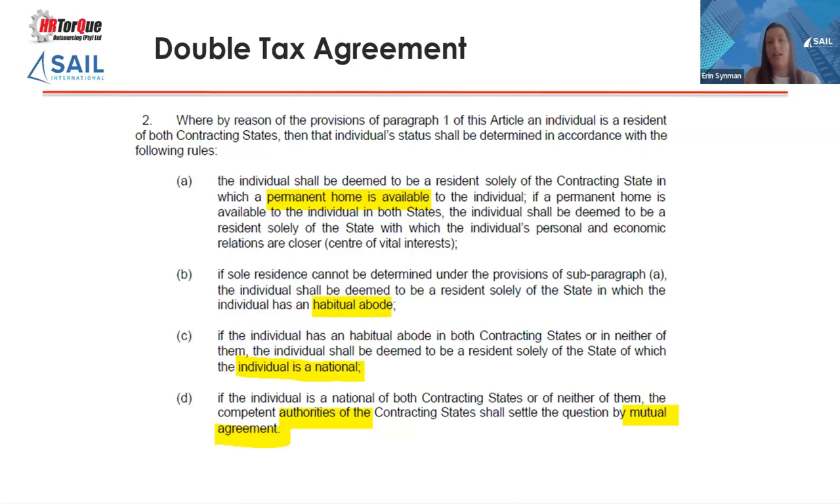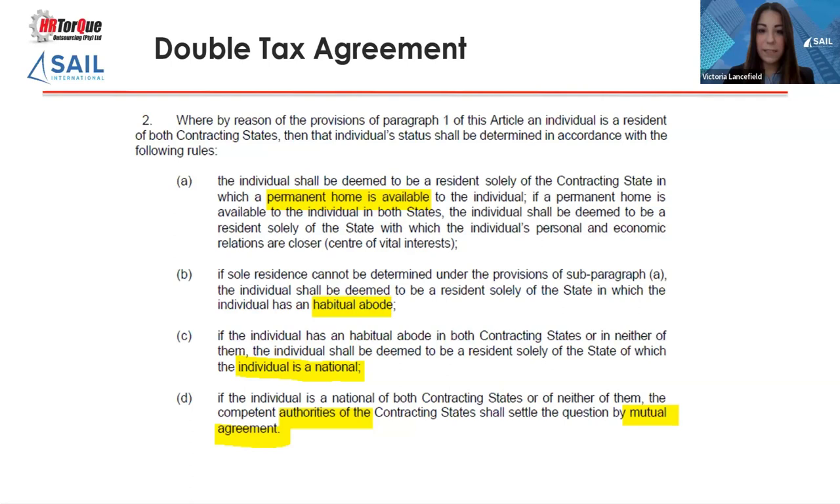If you can't answer that and you have a permanent home in both of the jurisdictions, you'd move on to point B. Now, point B refers to where you habitually abode, which is where have you spent the majority of your time. Again, if you can answer that quite clearly, that would be your country of tax residency. If you can't answer, and you've spent the same amount of time in each of the jurisdictions, or quite a close amount of time, then you would move on to point C and assess yourself via your nationality, and that would be where your tax residency lies. If you've got dual nationality and you still can't assess yourself, you'd move on to point D, and this is where the authorities would step in, and by mutual agreement, they would identify where your tax residency lies, based on the information that's provided to them.